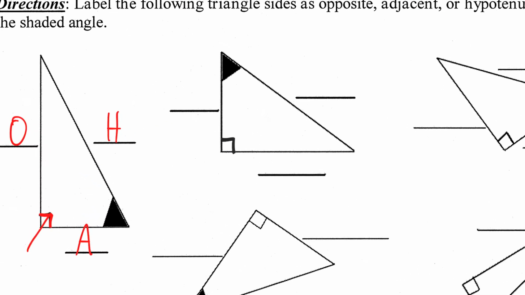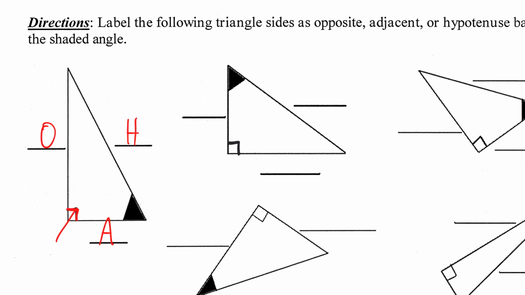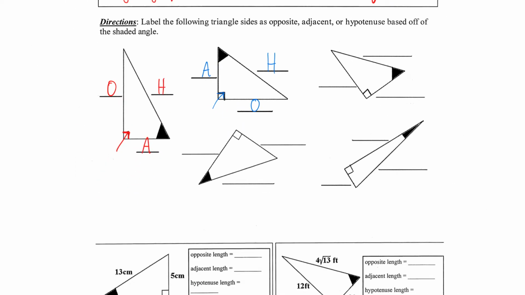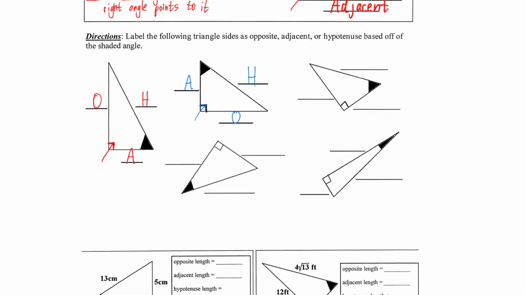Okay, on this next one, where's the H? The far right one. Okay, right there. The right angle is pointing towards it. Where's the adjacent? The left one, right here. This one is right next to that angle. So where's the opposite? The bottom, down here. Okay, I want you to practice that on the other three there. Label them H, A, and O.